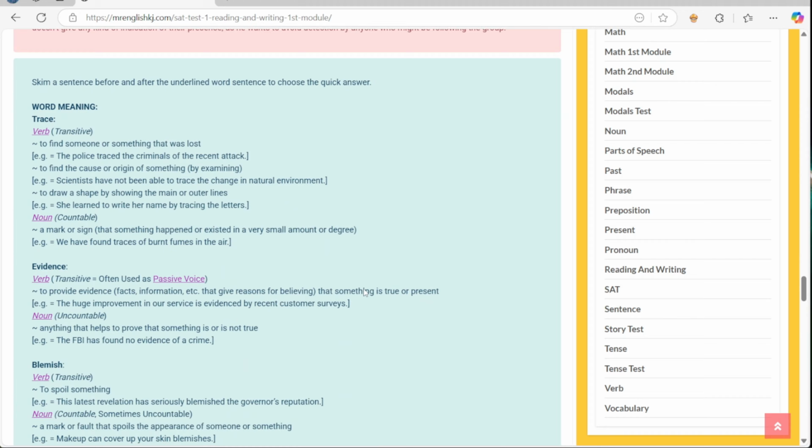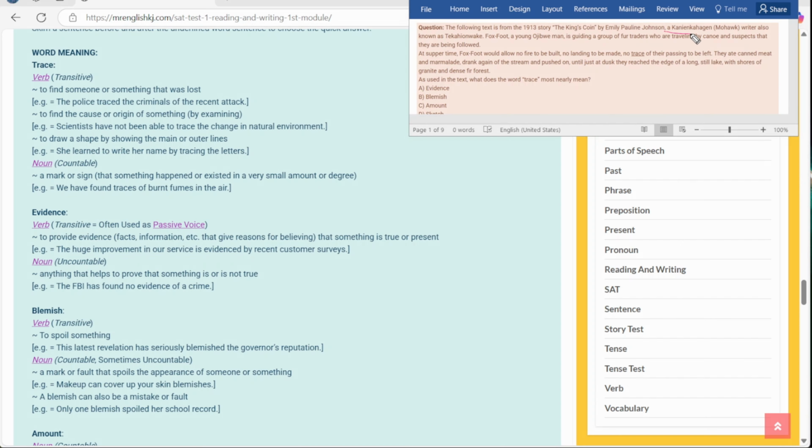Let's try. Here are some words like these. These words are given to confuse you because time is of the essence. It is all about saving time. Don't waste your time reading these words. Just skim through them. Remember that. The story is about Foxfoot, and what Foxfoot did: guiding a group of fur traders who are traveling by canoe, suspect that they are being followed.